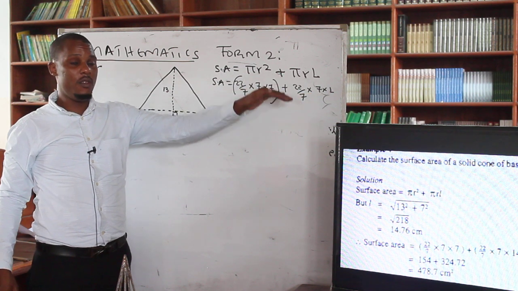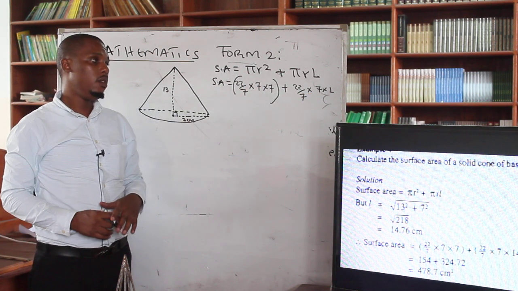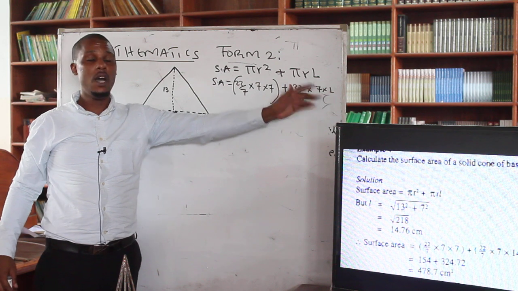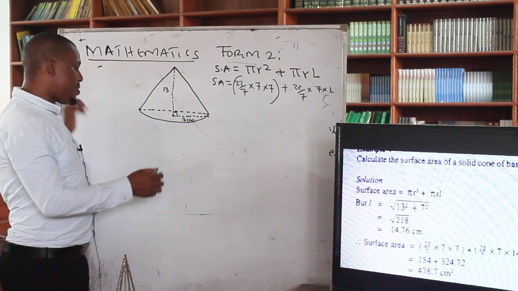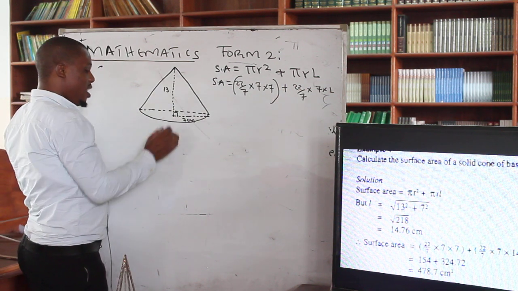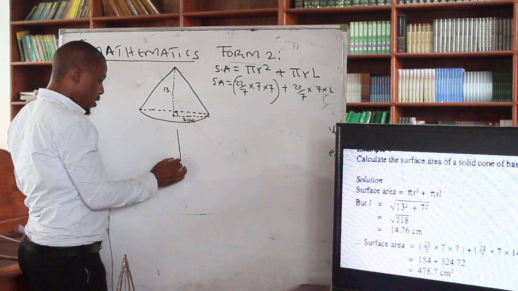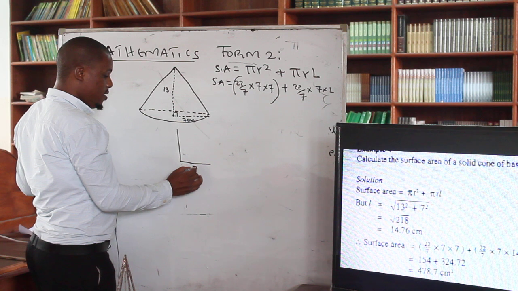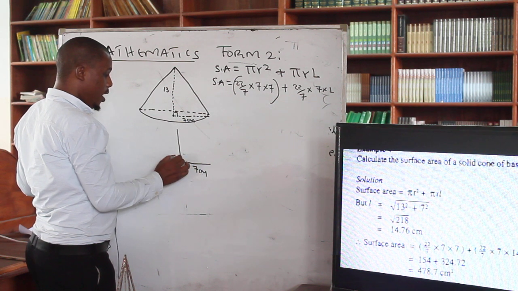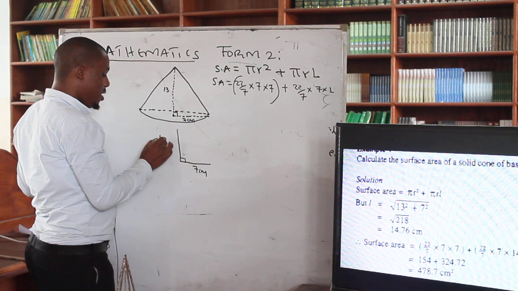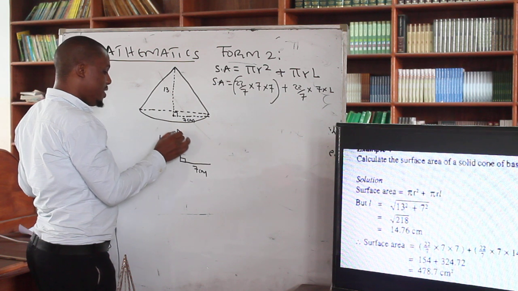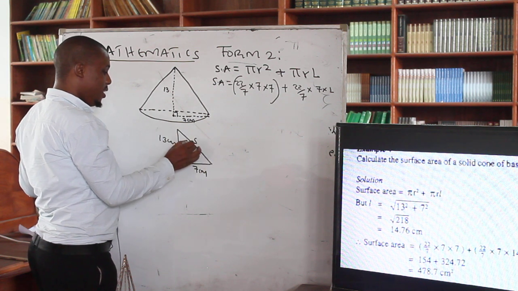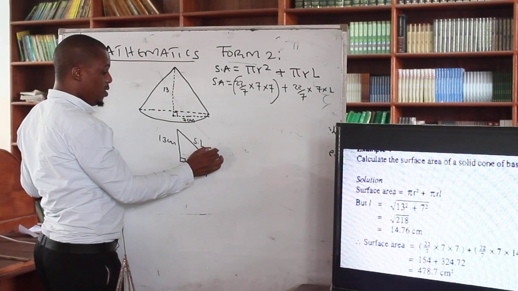So we cannot proceed, because here we have an unknown. We have to find how to get the length. If you pull out this triangle, you have the height and the radius. The radius is 7 centimeters, the perpendicular height is 13 centimeters, and we need the slanting length. For this slanting length, we are going to use the Pythagoras theorem.